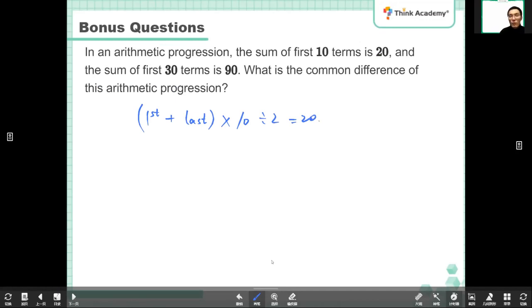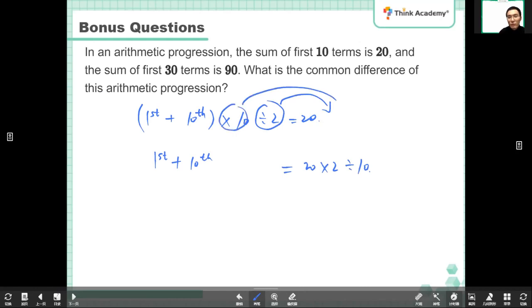Okay. And what does that tell us? That tells us for the first 10 terms, this last term actually is the 10th term. So first term plus 10th term is 20 times 2 divided by 10, because we're moving these two to the other side of the equation. Remember from summer holiday term, we should be reversing or swapping the operation sign. So the first term plus the 10th term equals 4.